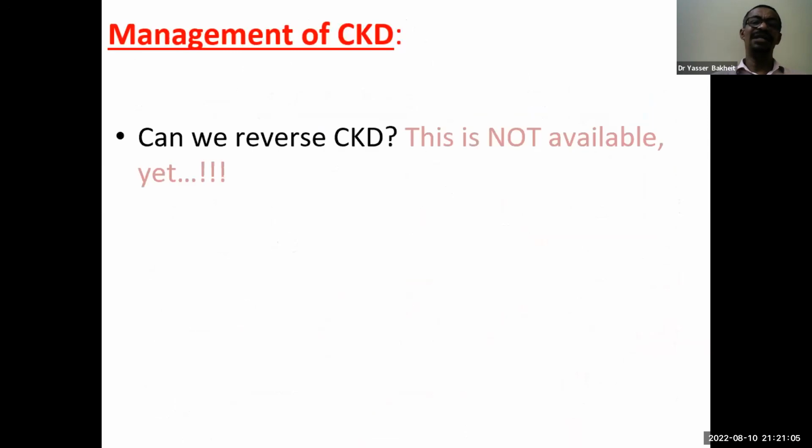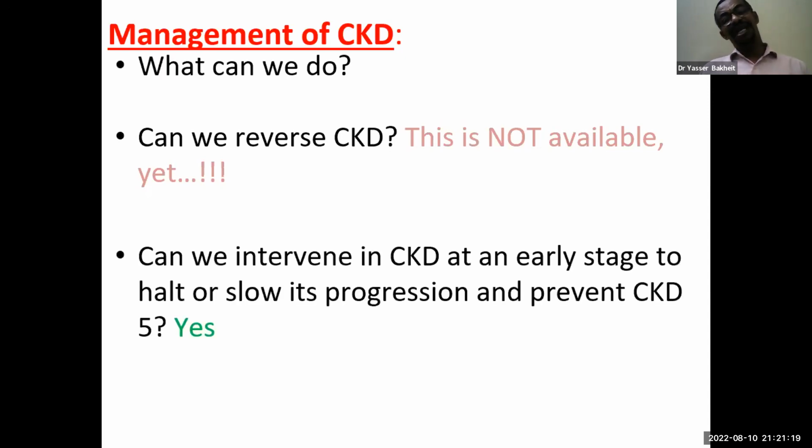Okay, can the management reverse the chronic kidney disease? Of course this is impossible. This is a dream. It is not available yet. This is an option: chronic kidney disease can be intervened in early stages to reduce the progression and to prevent chronic kidney disease stage 5.